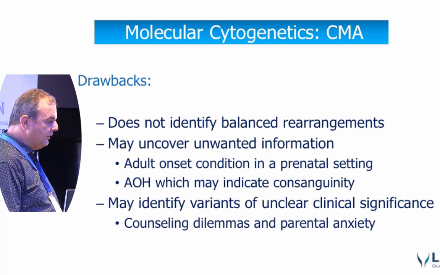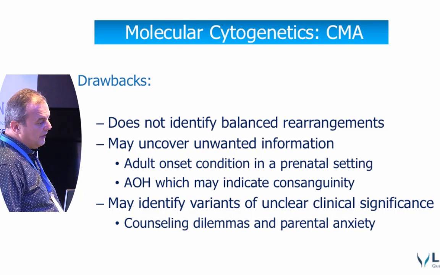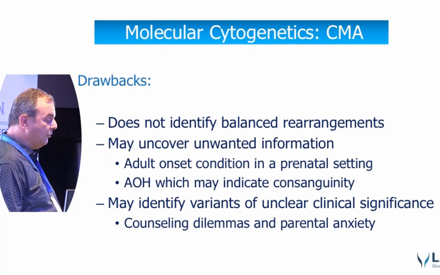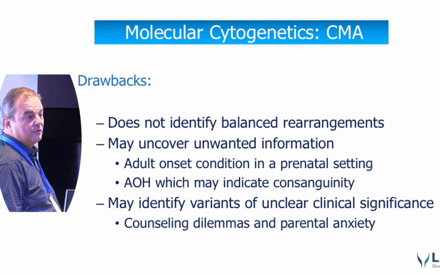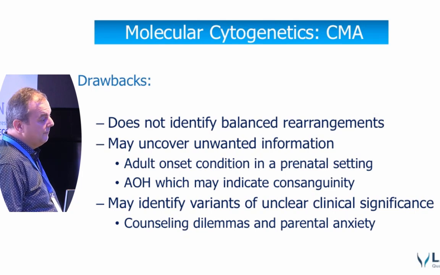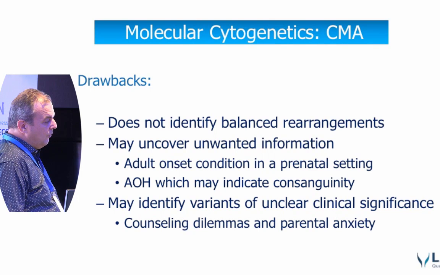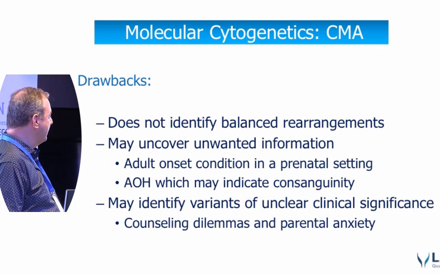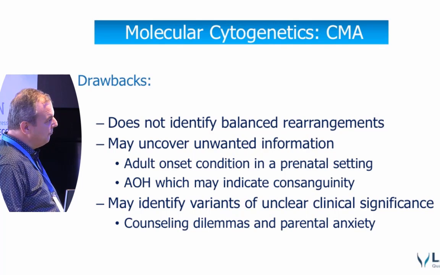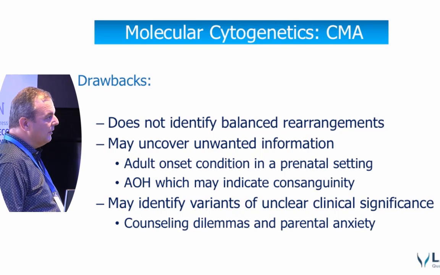It may uncover unwanted information, depending on the chip you use. You might see absence of heterozygosity, which may indicate consanguinity, for instance, or adult-onset conditions in a prenatal sample. Or it may identify variants of unclear significance, things that can complicate the genetic counseling post-test, especially post-test with the expectant woman.